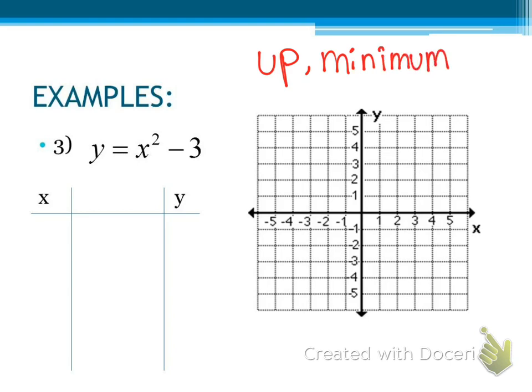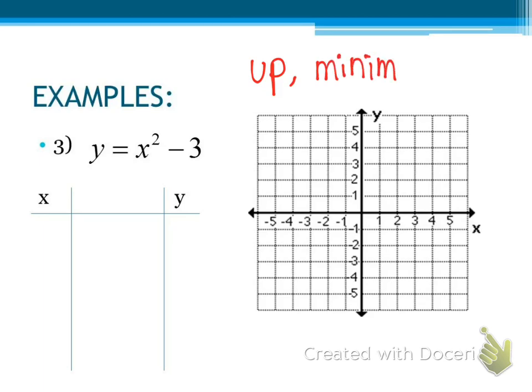Now, let the first 2 examples guide you when you go to make your XY table. These graphs are pretty small, so you'll want to keep reusing a lot of the same values we've been using for x. That way we can be sure that they'll fit on our graph. All right, we already talked about this one. Opens up, has a minimum. I'll add that back up there.